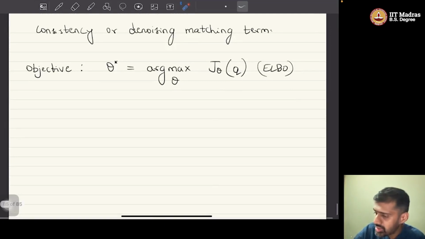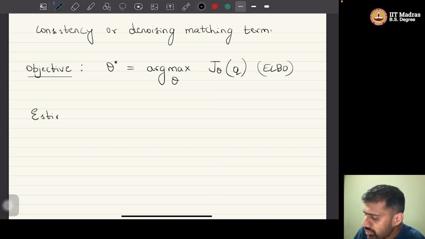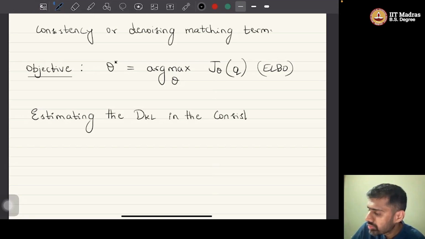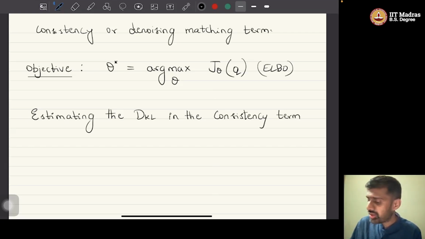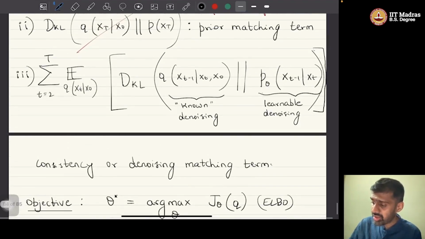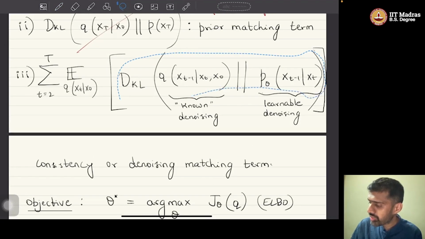So let us look at computing the consistency term, or rather estimating the KL divergence in the consistency term. So in the ELBO we have the consistency term and that has a KL divergence between these two distributions and that has to be estimated. So let us take this KL divergence and try to estimate it. That is what we are going to do now.